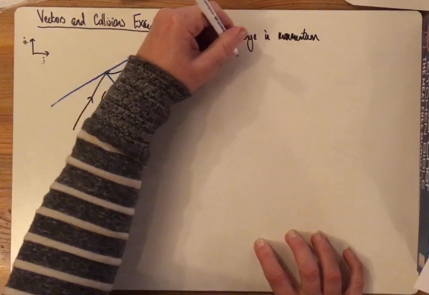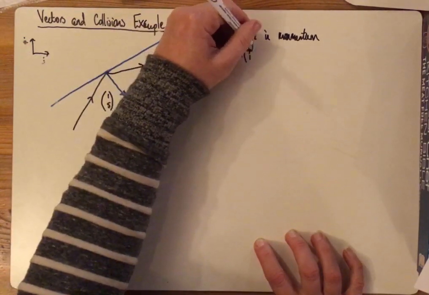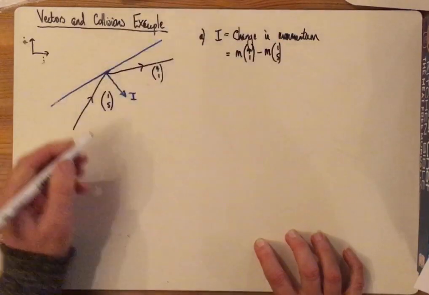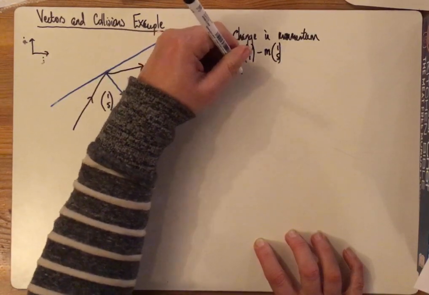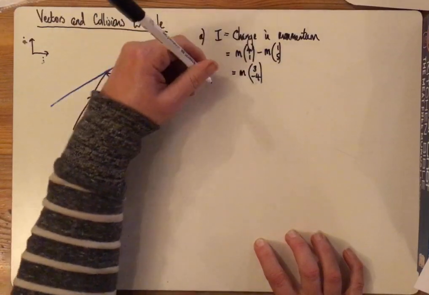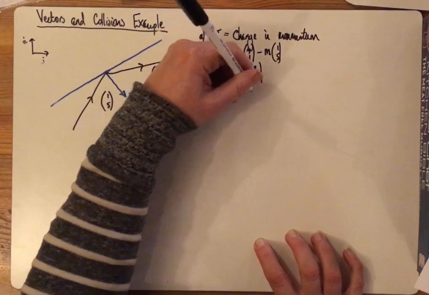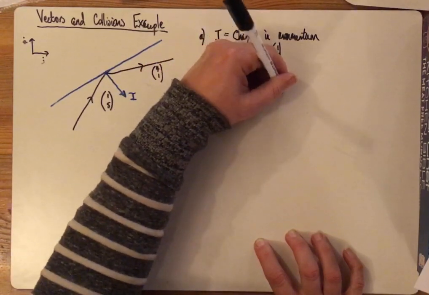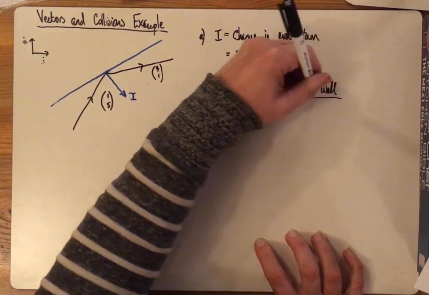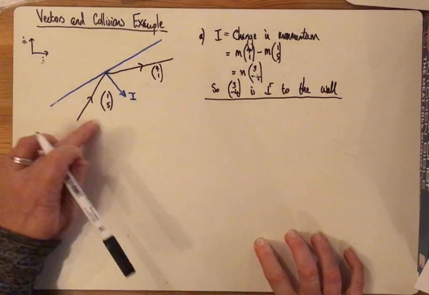So the impulse is mv, which is (4, 1), minus mu, which is (1, 5), and that gives you m times (3, -4). So (3, -4) is perpendicular to the wall. And we now want to find e, the coefficient of restitution.